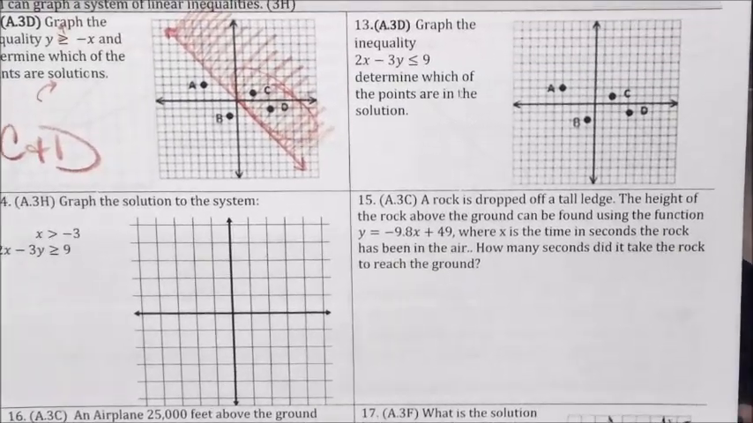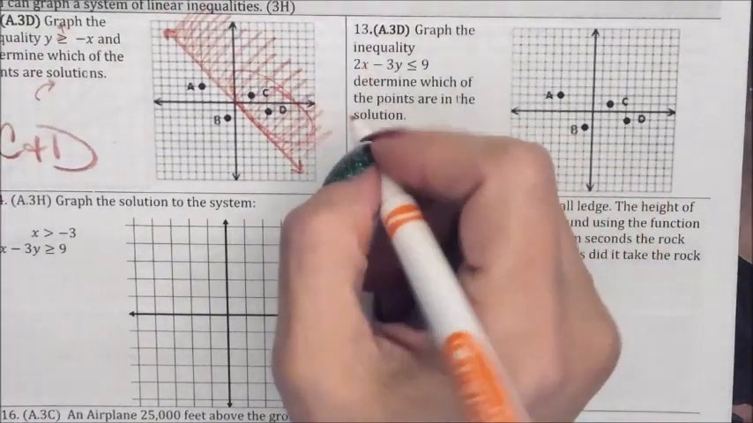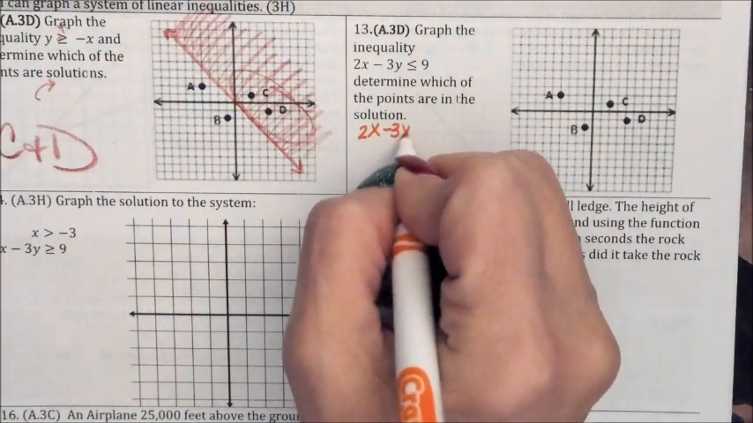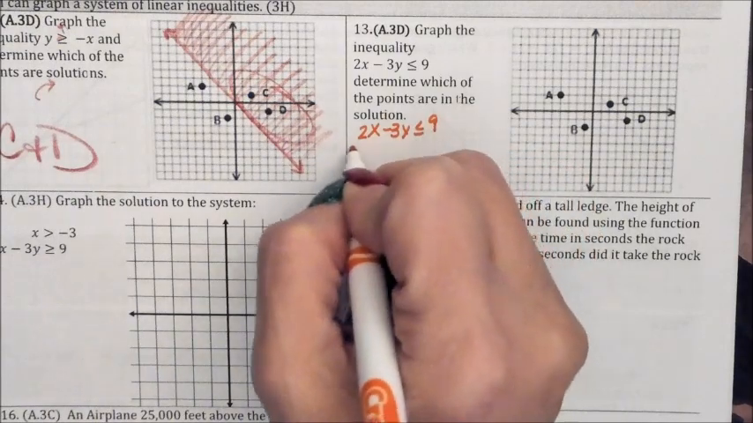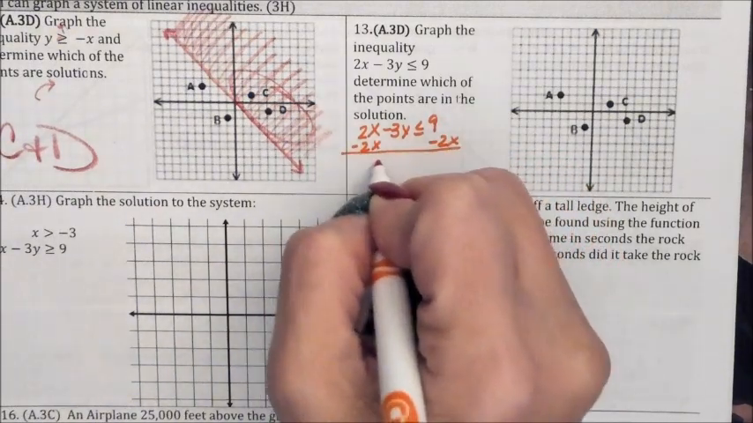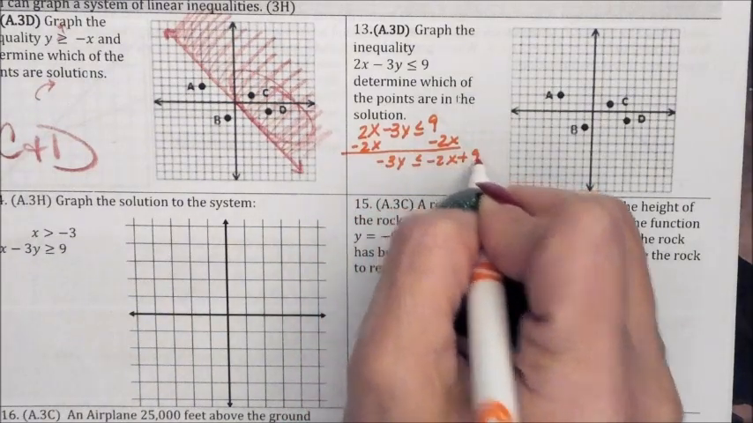All right, graph the inequality 2x minus 3y less than or equal to 9. Determine which of the points are in the solution. I think in order to do this one, I'm going to have to solve a little bit. I'm going to move the x, divide the y. So 2x minus 3y less than or equal to 9. Move the x. Negative 3y less than or equal to negative 2x plus 9.